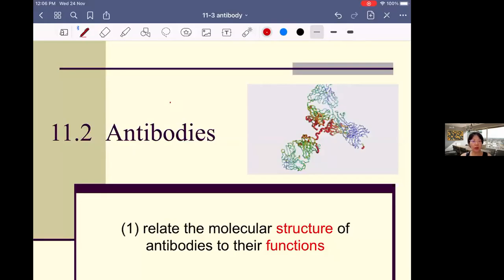So today we're going to look at antibodies, right? In this learning outcome, you need to relate the molecular structure of antibodies to their function. So, relating structure to their function.